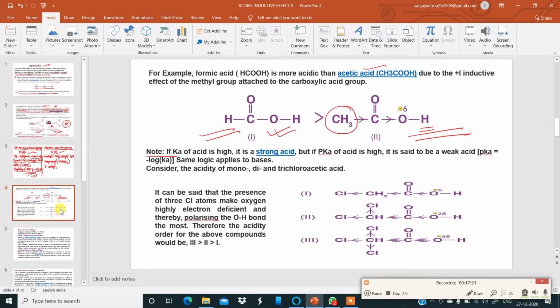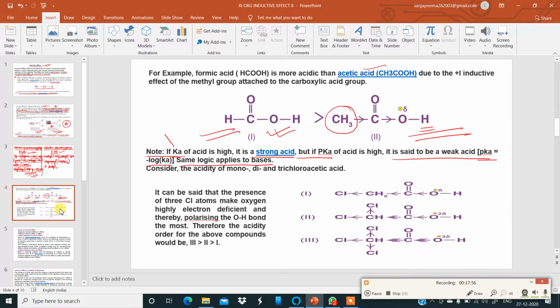Ka stands for the equilibrium constant of the acid, which we'll be learning in the chapter chemical equilibrium. If the value of Ka is higher, the acid is stronger. But if pKa is high, it is said to be a weak acid. So pKa is equal to negative logarithm of Ka. The same logic applies to bases also.